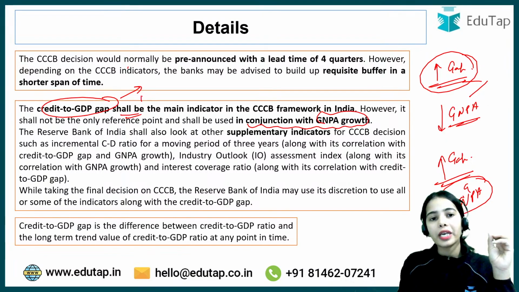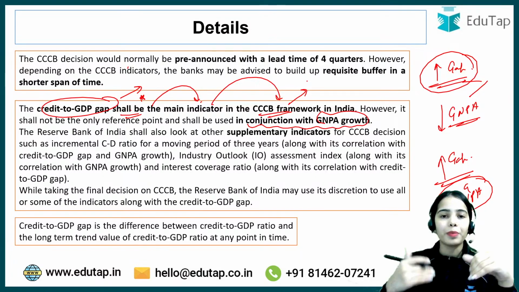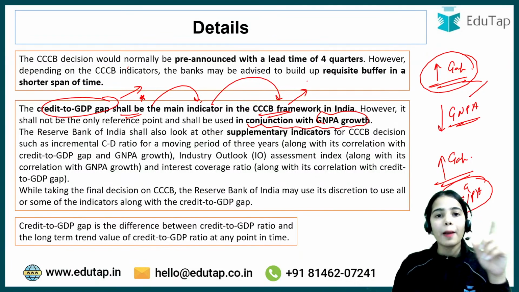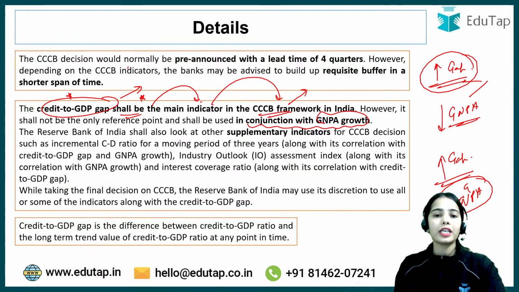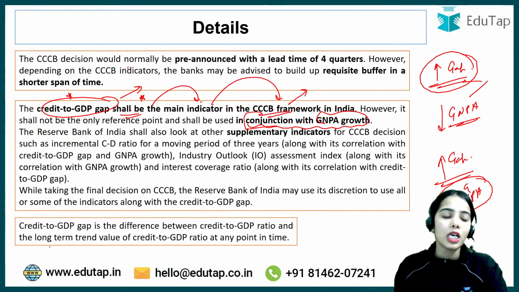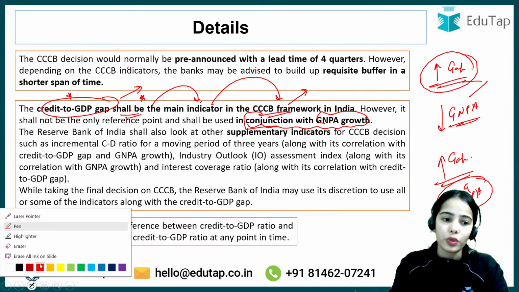So the credit to GDP gap shall be the main indicator in the CCyB framework, according to which the counter-cyclical capital buffers can be initiated and mandated for banks to follow. But the credit to GDP gap should not be the only reference point. It should be seen in conjunction with the gross non-performing asset growth.